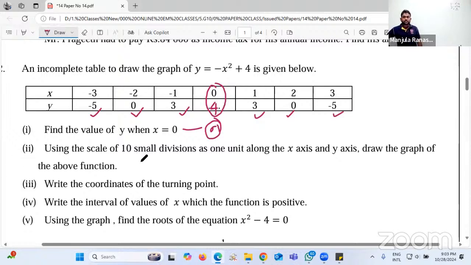Using the scale of 10 small divisions as 1 unit along the x-axis and y-axis, draw the graph of the function. Now you are going to draw the graph. Remember how to draw. You have the scale given. Now plot the axes. First I plot the y-axis, looking at the x-coordinates. The x values are balanced, positive 3 and negative 3, which means both sides have the same gap. So the y-axis can be middle aligned, at exactly half of the paper.